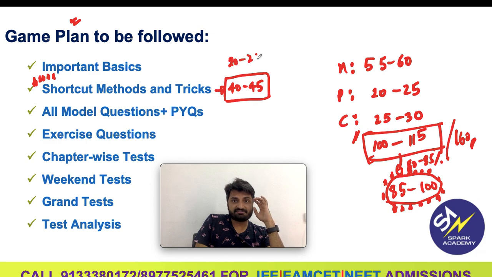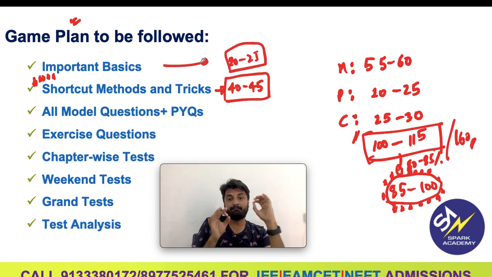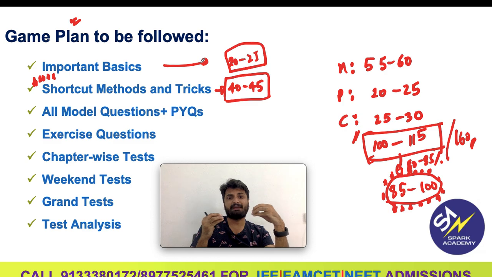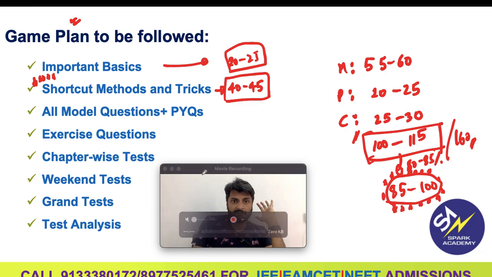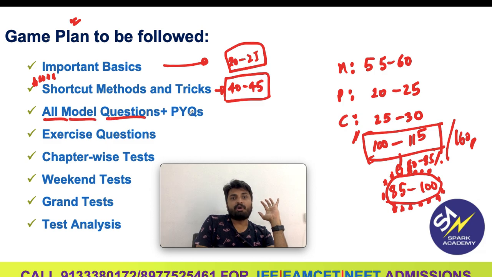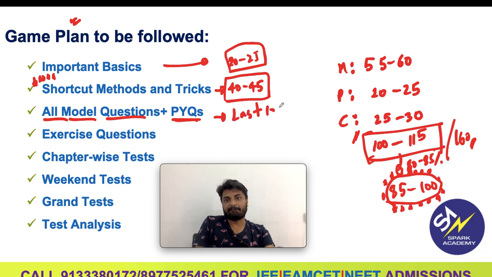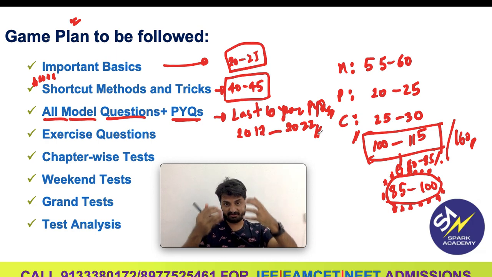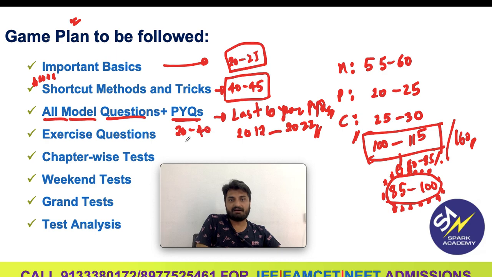20 to 25 marks can be achieved directly using important basics and important formulas. The rest of the part, so 60 marks, generally any student should be able to attempt using this. But the next thing is you need to look at all the model questions using the previous year questions. I would recommend taking the last 10 years' PYQs. You will get an actual picture. You can take from 2012 to 2022, all the previous year questions, all the slots. This will give you the application oriented marks. So that extra 20 to 40 marks you can achieve when you solve all the model previous year questions.